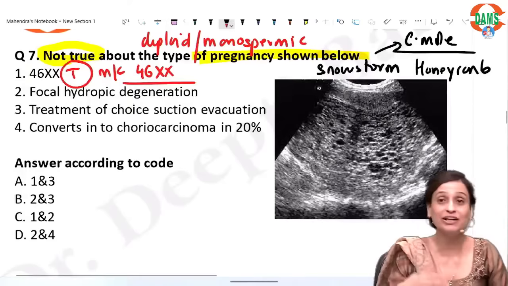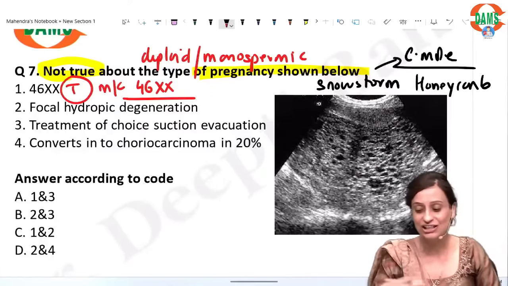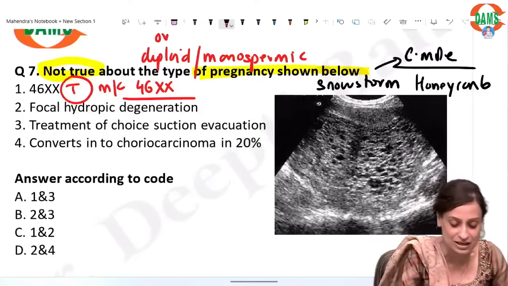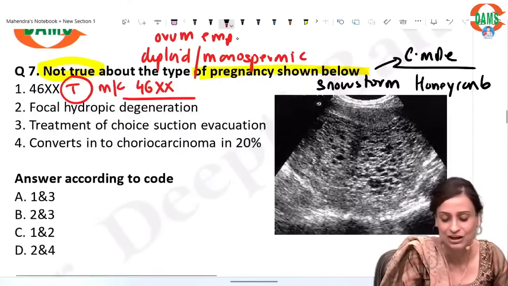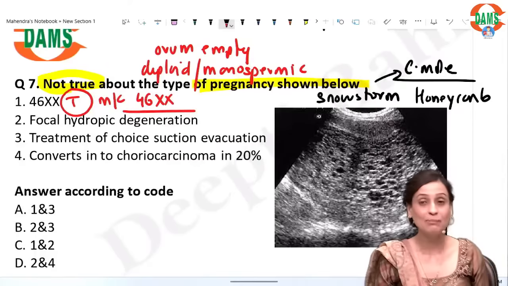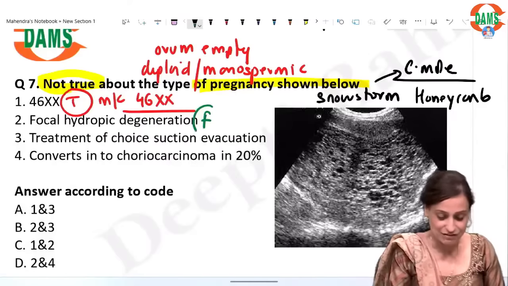So they are diploid, monospermic, 46XX, and the entire genetic material is derived from the male partner. The ovum is empty. Okay, there is no genetic material in the ovum, right? Let's look at option number B. Is it true? No, it is incorrect.